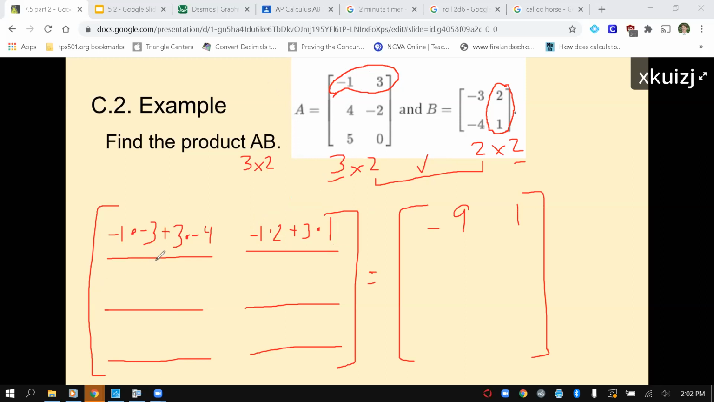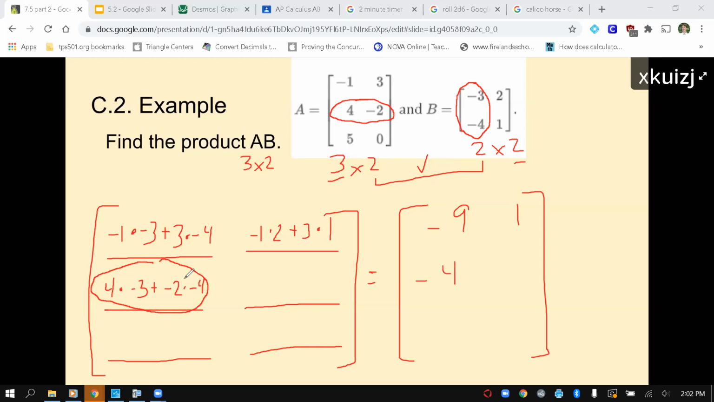There we go. To find out what goes here in the second row, first column, I'm now going to take the second row of A. I'm going to multiply it by the first column of B. So 4 times -3 plus -2 times -4. So that'd be what? -12 and +8. So I think that makes -4.